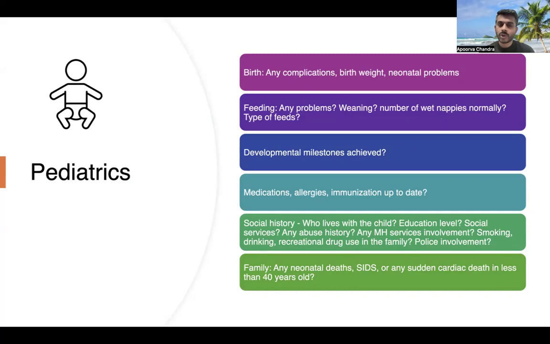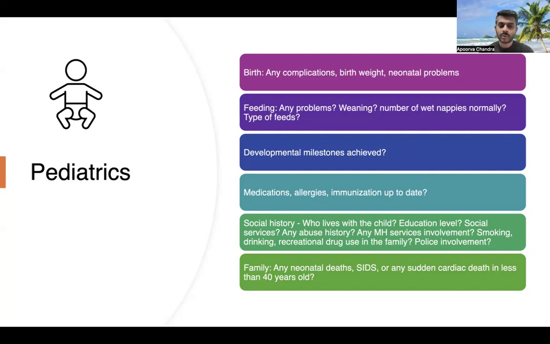You need to also consider the social history: who lives with the child, what is their education level, any social services involvement. This specifically becomes important if there are any safeguarding concerns. Is there any history of abuse, any mental health services that have been involved, any smoking or drinking or recreational drug use history in the family or among parents? And was there any involvement from the police for any specific reason? Again, this becomes important if you're considering any safeguarding concerns.